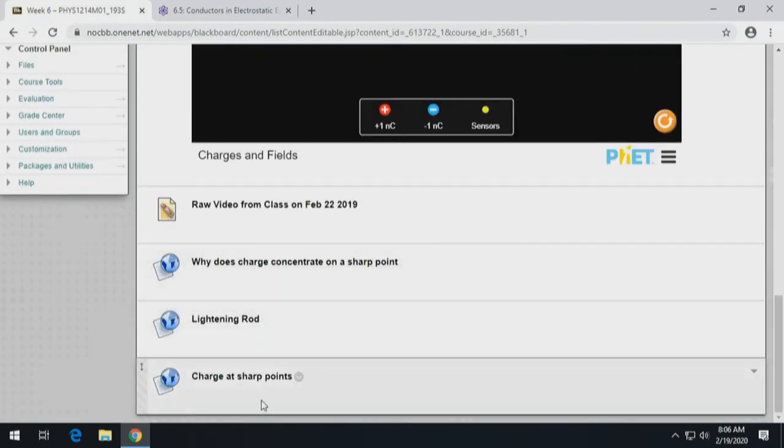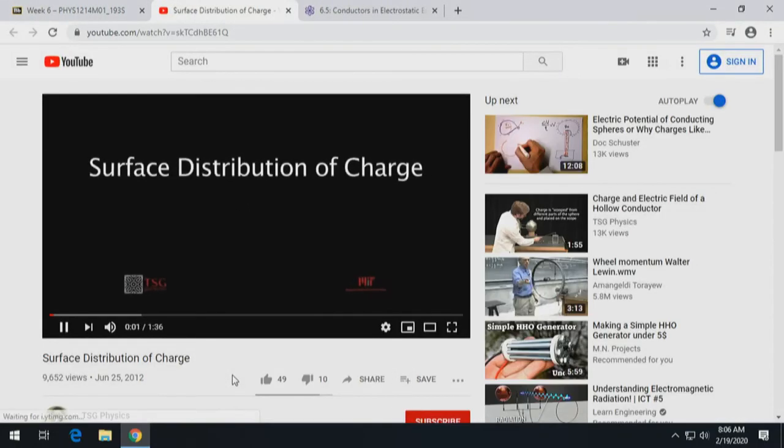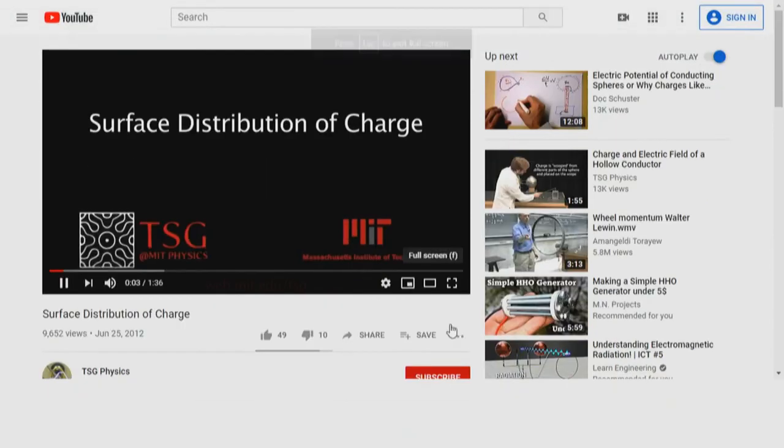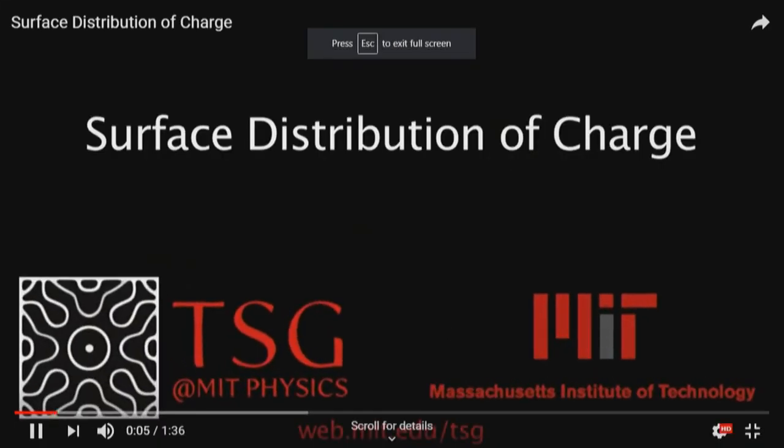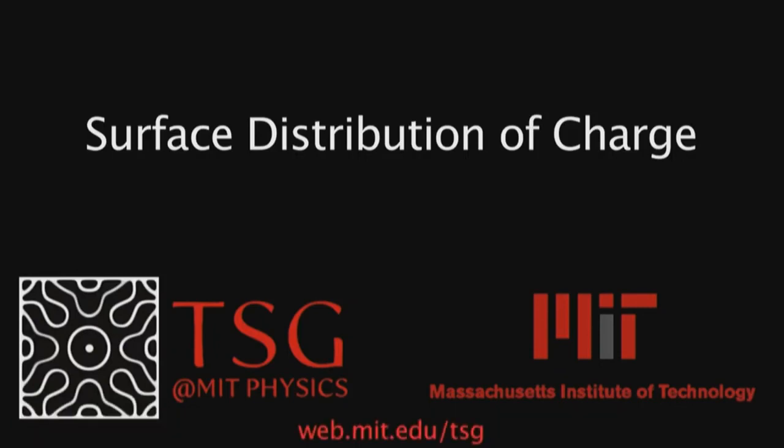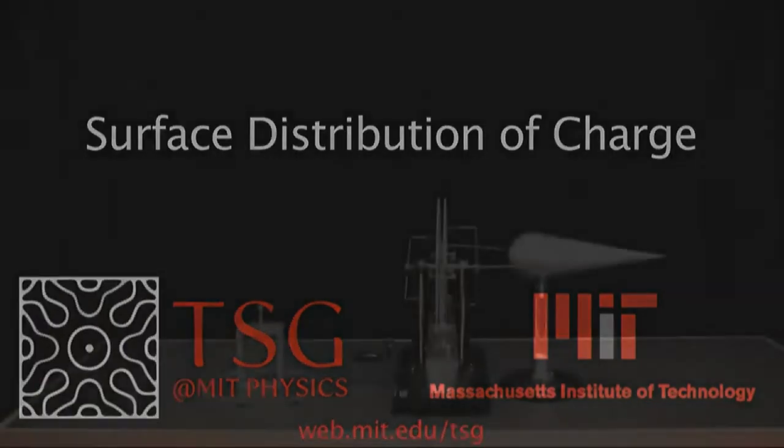Then I've got one of the things that's not logical. If we said that the reason your hair stands on end is because all my hairs were negatively charged, the charges want to run away from each other, we end up with this. Charges that concentrate on sharp points. So there is no sound to this video. A lot of these videos don't have sound, which is kind of nice. But we've got a surface distribution of charge.